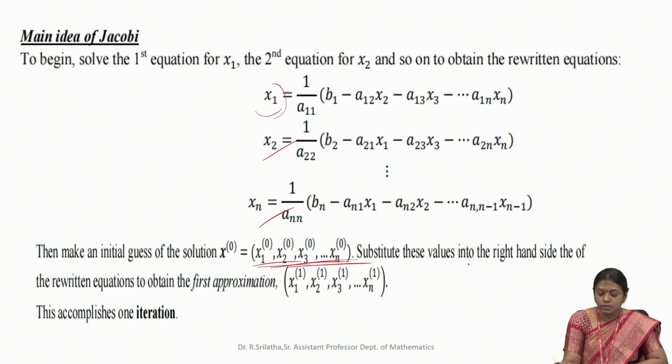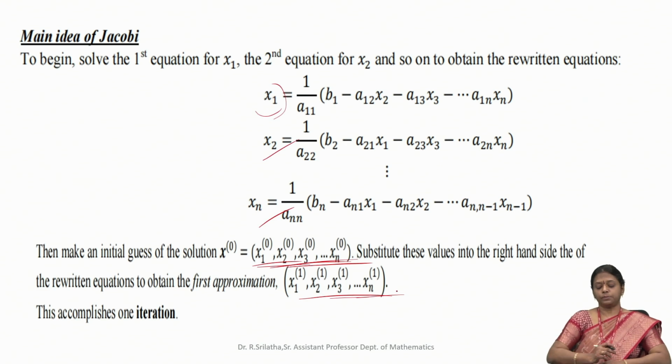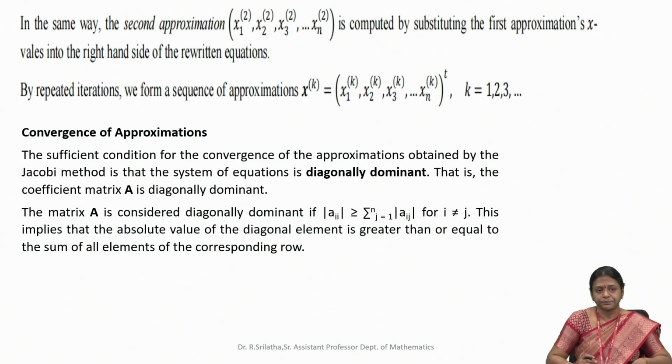So we substitute all these values into the right hand side of the rewritten equations to obtain the first iteration values. How will we get these first iteration values? We substitute the initial values, all equal to zeros, and then we get the first iterative values. Whenever we need to do the Gauss Jacobi method, we need to use calculators here.